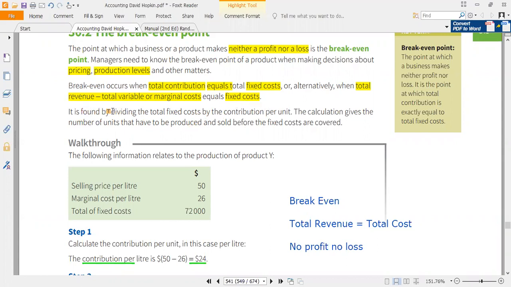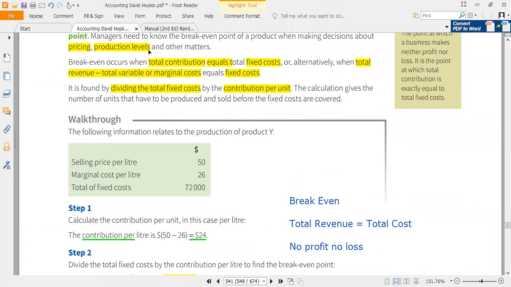How can we calculate break even? We can calculate break even by dividing the total fixed cost by the contribution margin per unit. This is what we are going to calculate now. So how do we calculate contribution margin per unit? Selling price is 50, marginal cost per liter is 26. When you subtract it, you will get the contribution per unit.